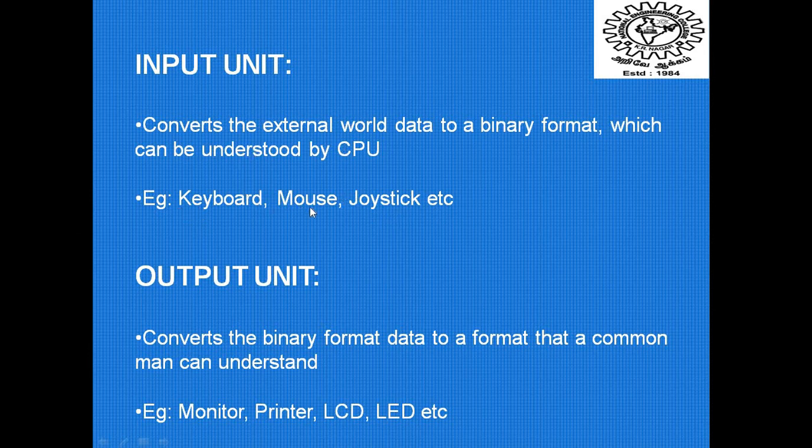The keyboard is used to enter characters. With the mouse we can perform clicking operations. The joystick we can use for video games. Whatever it may be, everything is input. According to your input only, the actions will be carried out. Output units convert the binary format of the data to a format that a human can understand, because you are giving the data as per your understandability.